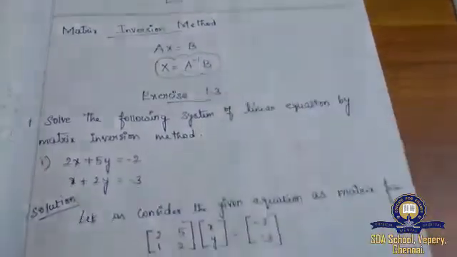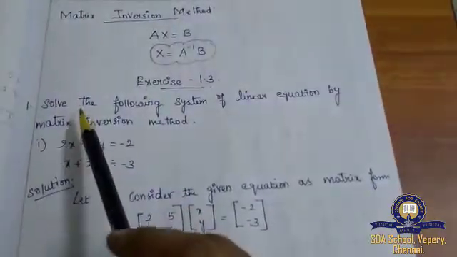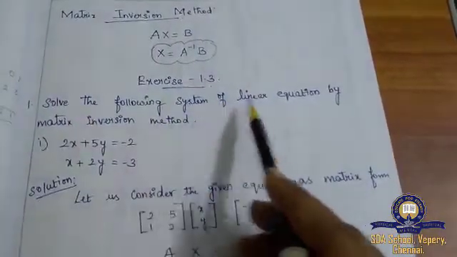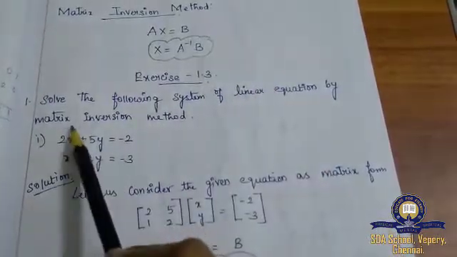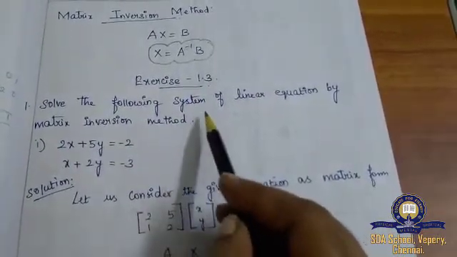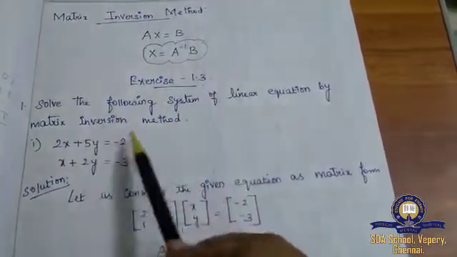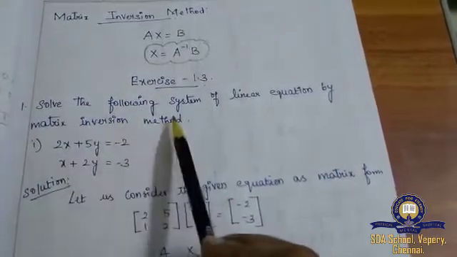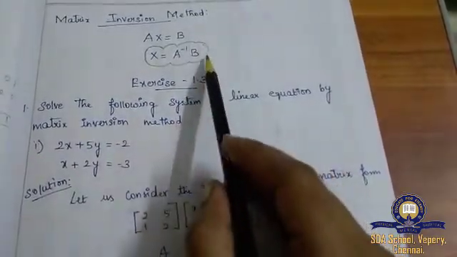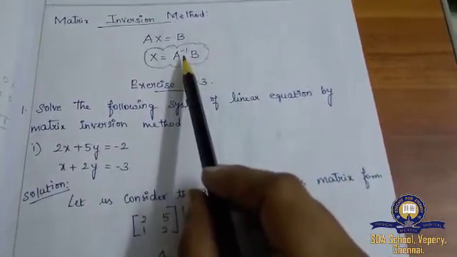And I'm moving to exercise 1.3. See what the question is. Your first question is: solve the following system of linear equations by the matrix inversion method. They will give which method you have to use in the question itself, but we have to make sure with the formulas. So here the method is matrix inversion, and the formula I have already written is x equal to A inverse b. Already we know, right? A inverse of b.